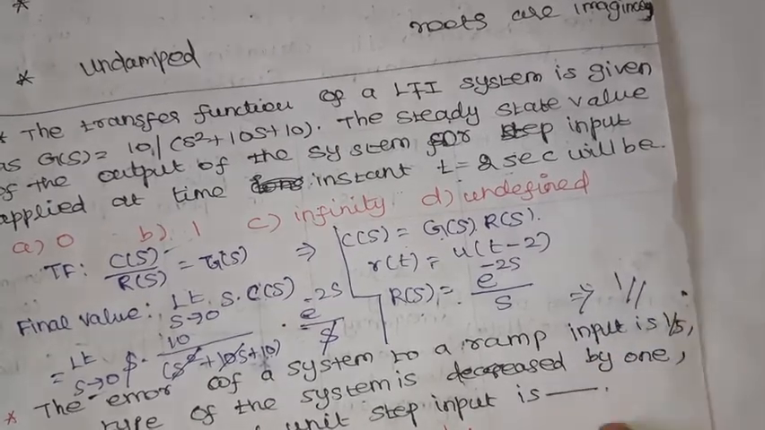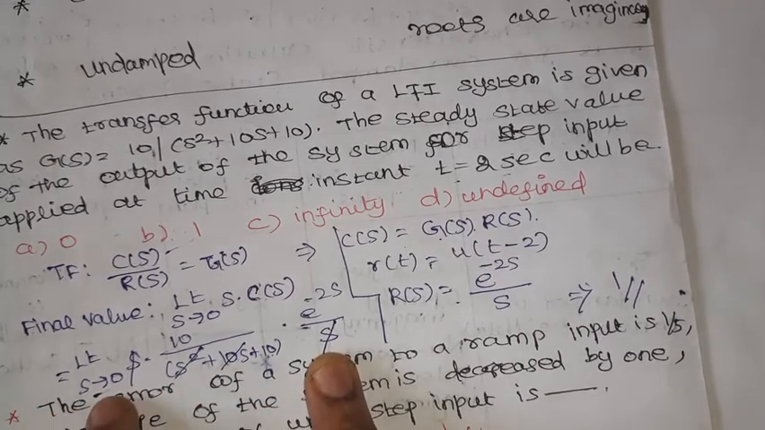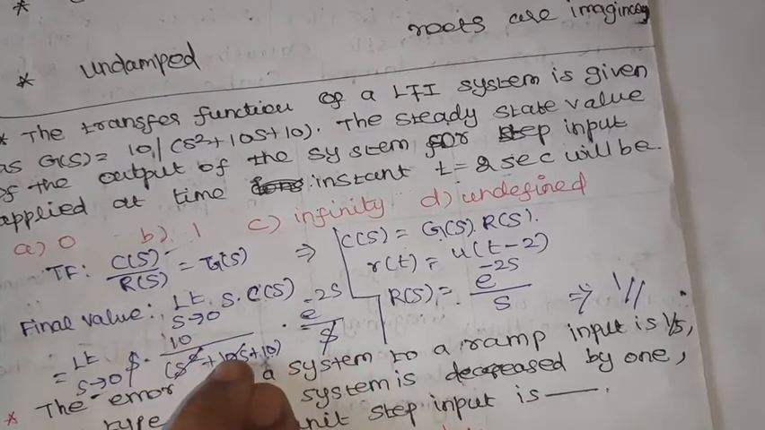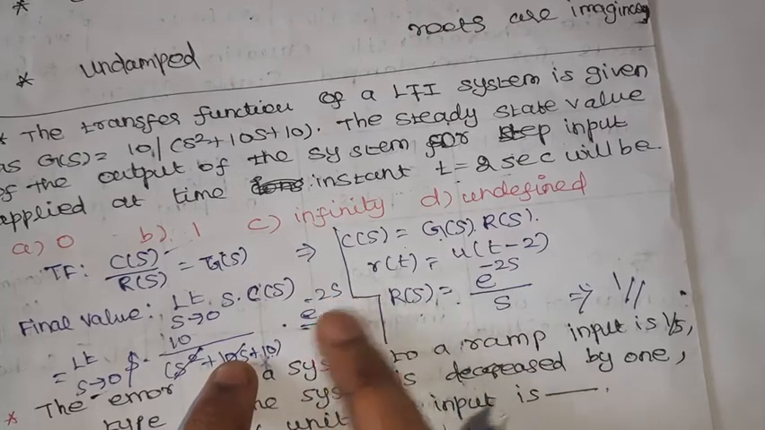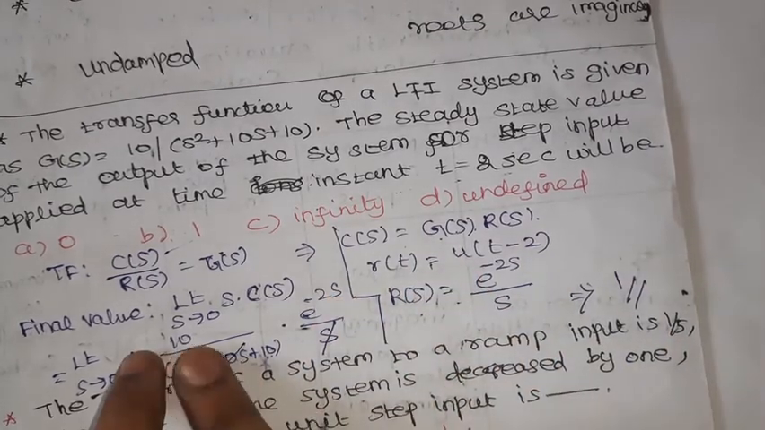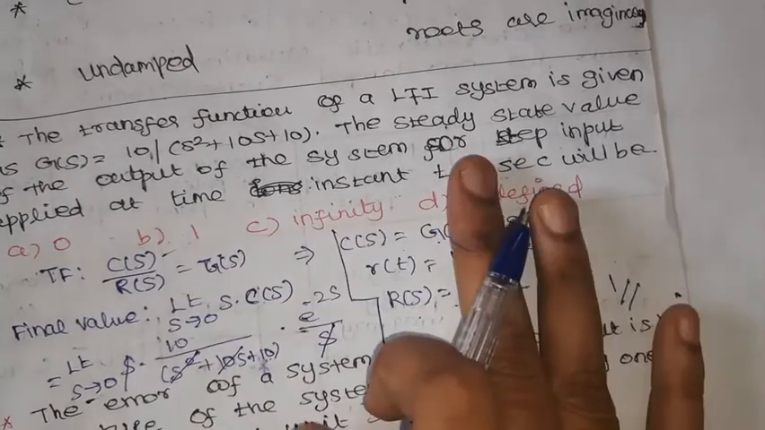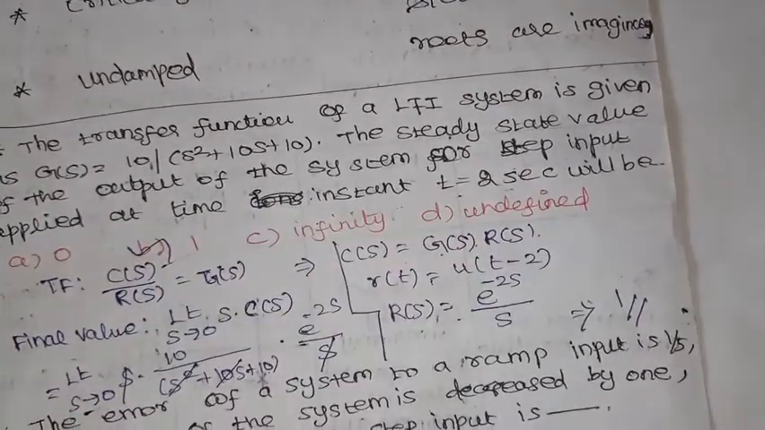Final value of steady state, because s and s get cancelled. When we substitute s equal to 0, this term will get cancelled. We will get 10 by 10 into e power minus 2s; by substituting s equal to 0, e power 0 is nothing but 1. So 10 by 10 also 1. So the steady state value of the output of the system is nothing but option B, 1.